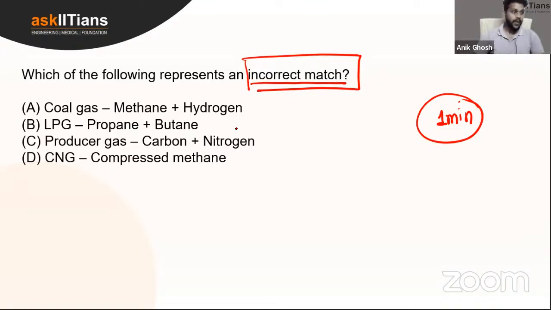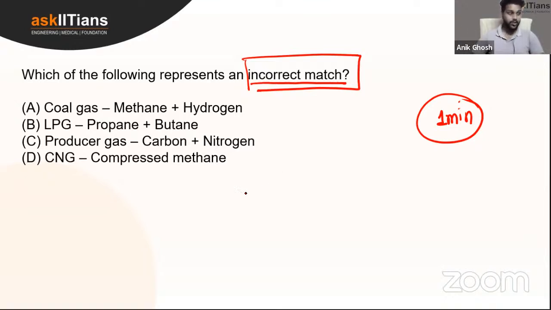Incorrect. Now this is an informative question, right? As you can see, they are giving you 4 options: coal gas, LPG, producer gas, and CNG. Let's find out one by one. Let's say I'm a student and I don't remember the answer to this question. There are 2 methods to finding an answer. One is, if you know the answer, just go for it. But if you do not know the answer, then you are going to eliminate the possibilities.